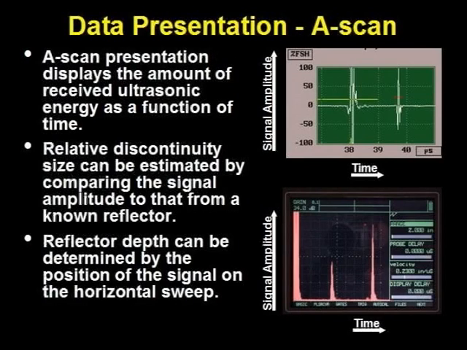The A-scan displays the received signal amplitude versus time. The amplitude may be used to estimate flaw size by comparison to calibration standards. The time of arrival of the echo may be used to measure the distance or depth of the reflector. The top A-scan displays an unrectified or RF waveform. The bottom A-scan displays a rectified waveform.